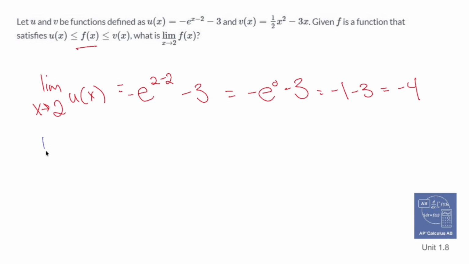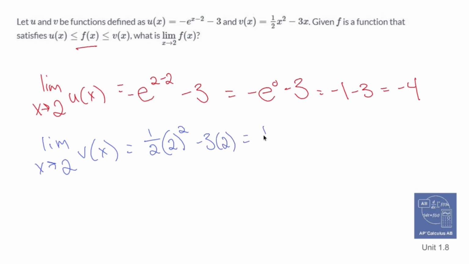If I do the same thing, the limit as x approaches 2 of v of x, we're hoping that we get negative 4 as well. So let's see what happens. 1 half x squared is going to be 2 squared minus 3 times 2. 1 half of 4, because 2 squared is 4, minus 6 is going to be 2 minus 6, which is negative 4.